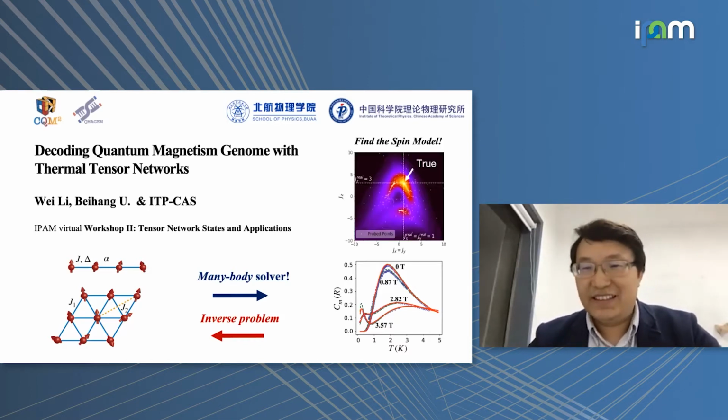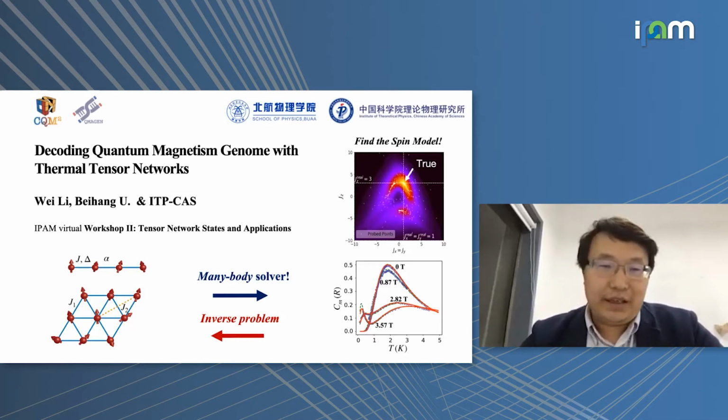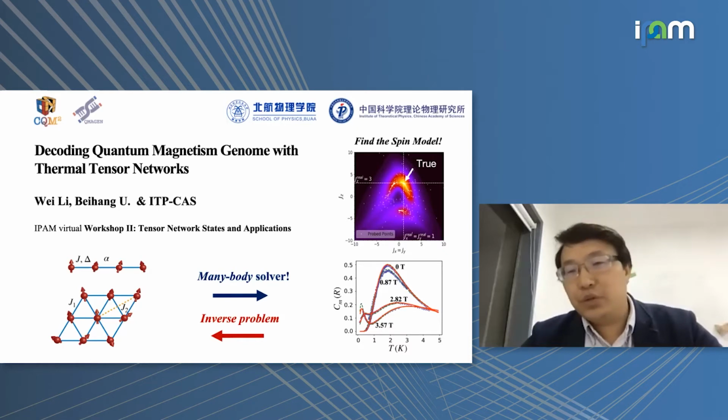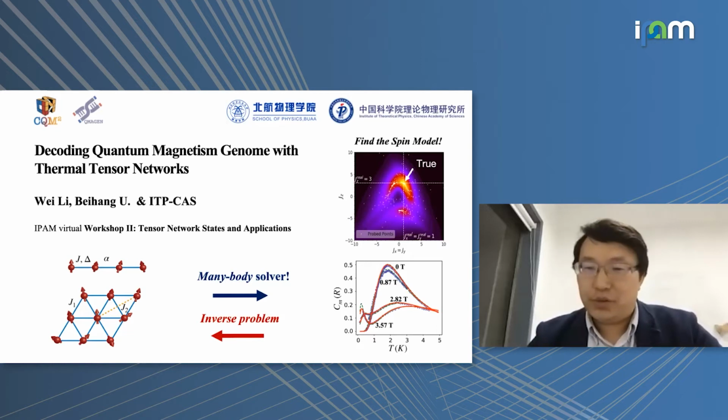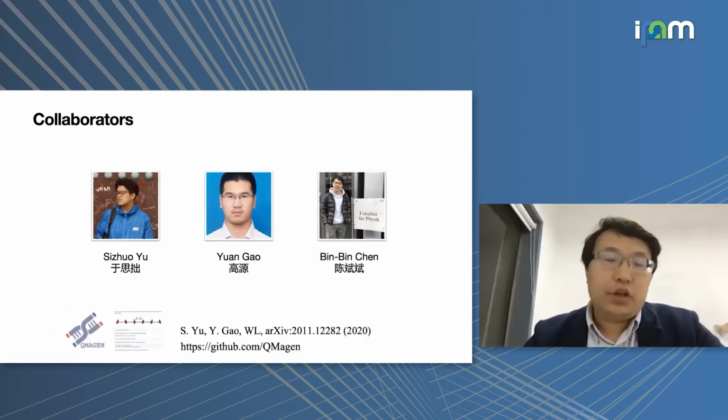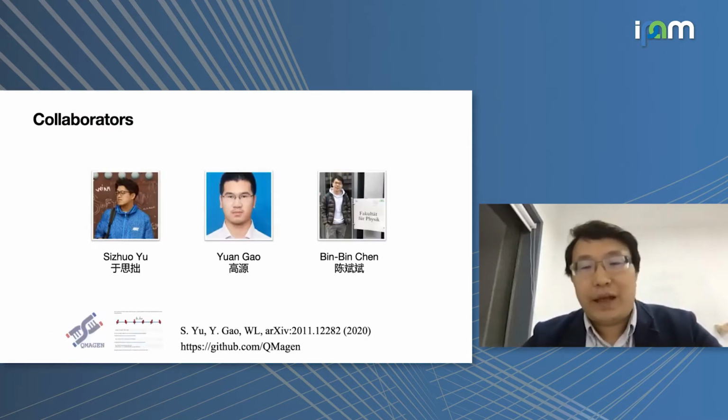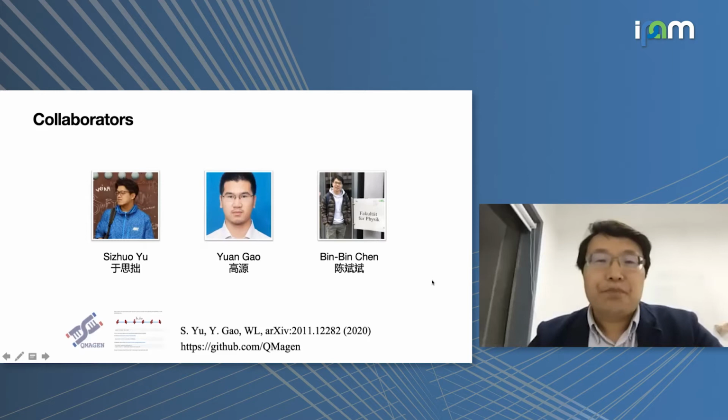So we find a solution with an accurate thermal tensor network method in both 1D and 2D, and with the help from machine learning techniques to help us find the spin model from thermal data. The work was done with my students, Sizhuo, Yuan and Bingbing, and we have already posted the work on the arXiv, and the source code is also open on the GitHub link.